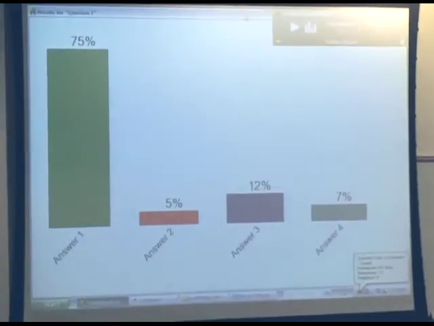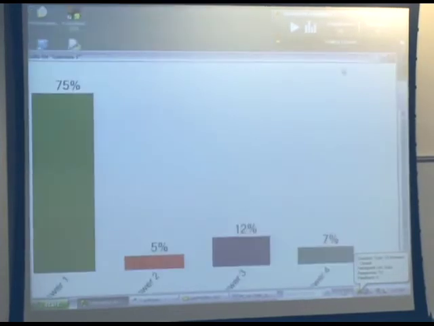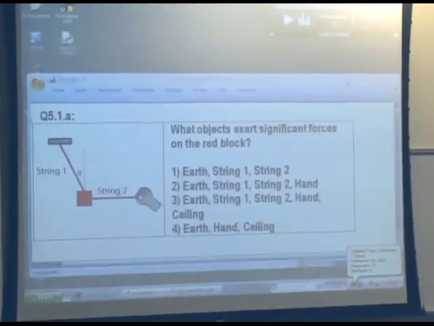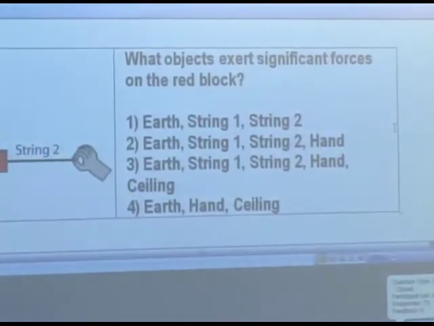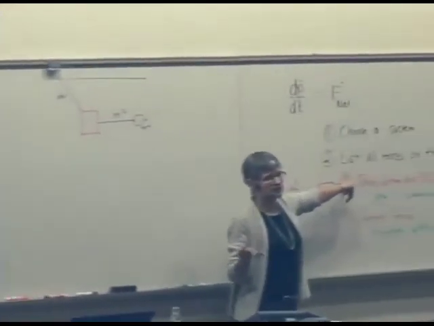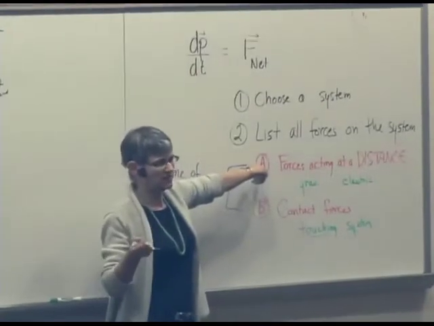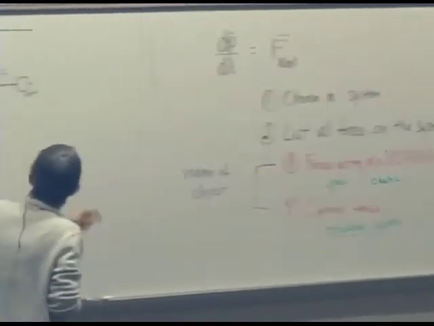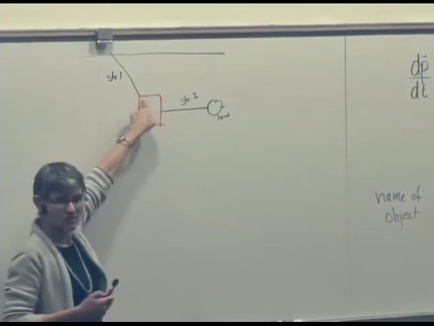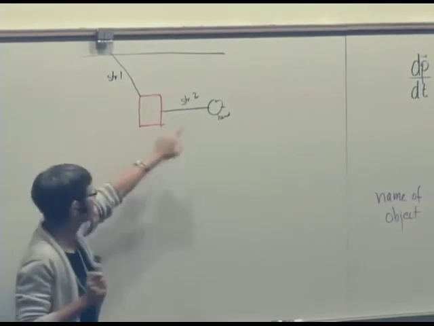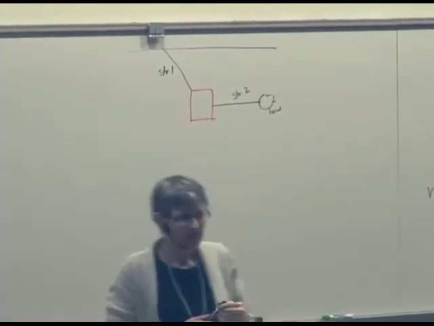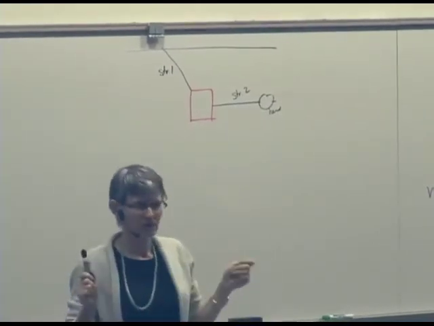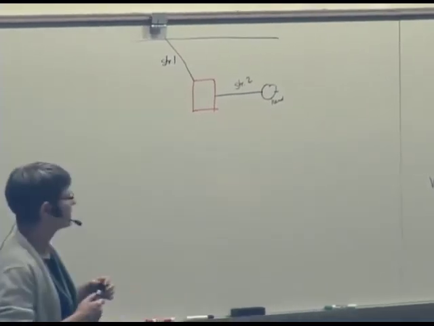Okay, so the most popular answer is answer 1. And what is answer 1? Answer 1 is the earth, string 1, and string 2. So the earth comes in, forces acting at a distance. The earth is the object interacting at a distance. That's correct. String 1, that's touching the system, isn't it? So that's a contact force. String 2, touching our system, that's a contact force. So that's clear. Why not the hand?